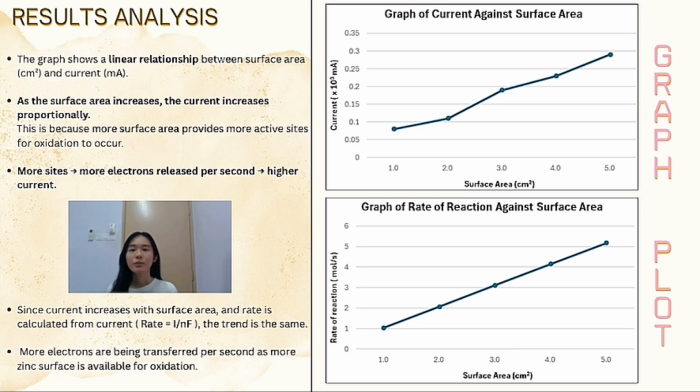This is because more surface area provides more active sites for zinc atoms to oxidize, so more electrons are released per second, leading to a higher current. Since current increases with surface area, and the rate of reaction is calculated from the current, the trend is the same. These results align with theoretical predictions and confirm that electrode surface area is a key factor in electrochemical efficiency.